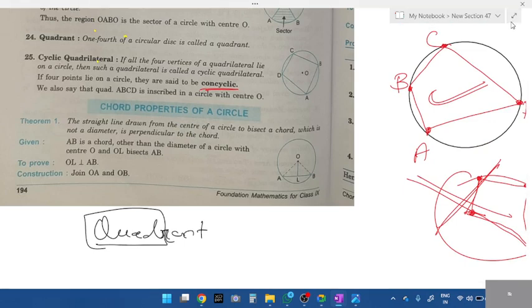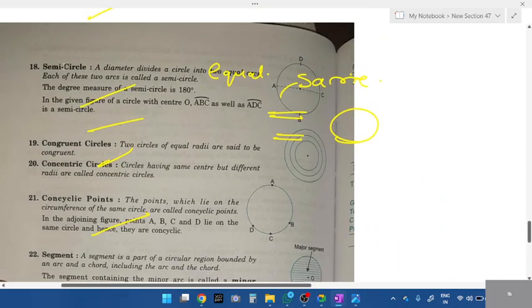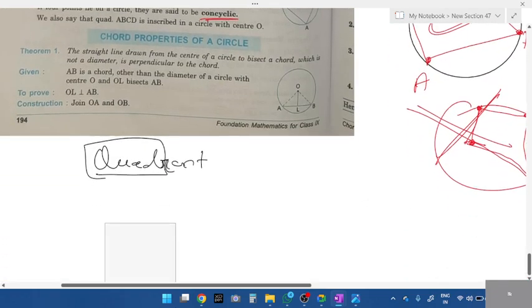Okay, we have done all the concepts, students. Any doubts in all these 25 points? I explained everything, right? Everything was covered? Okay, everything is covered. We'll start solving the questions. There are two properties, chord properties. I'll explain those properties.